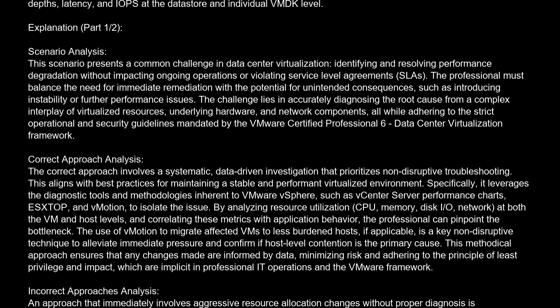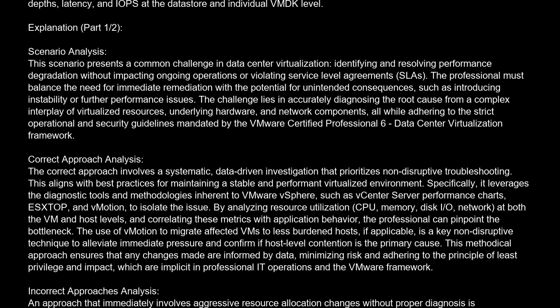Correct approach analysis. The correct approach involves a systematic, data-driven investigation that prioritizes non-disruptive troubleshooting. This aligns with best practices for maintaining a stable and performant virtualized environment. Specifically, it leverages the diagnostic tools and methodologies inherent to VMware vSphere, such as vCenter Server Performance Charts, ESXTOP, and vMotion, to isolate the issue. By analyzing resource utilization, CPU, memory, disk I/O, network, at both the VM and host levels, and correlating these metrics with application behavior, the professional can pinpoint the bottleneck.